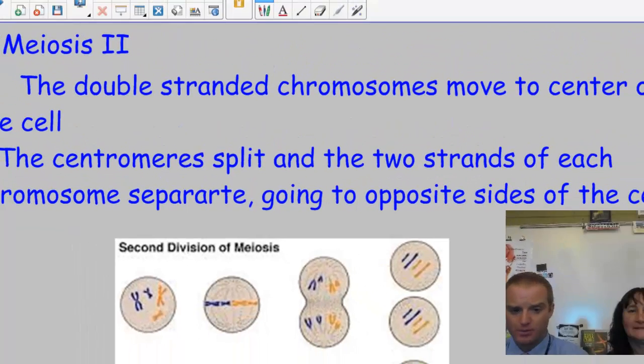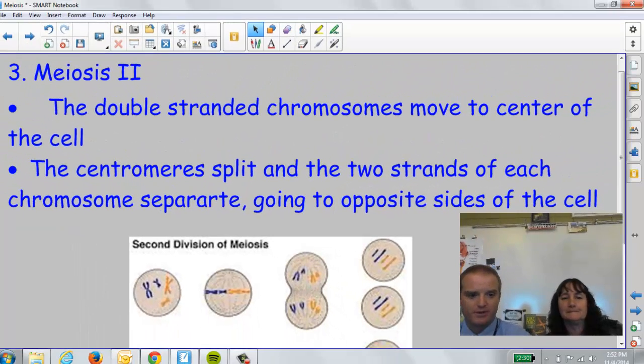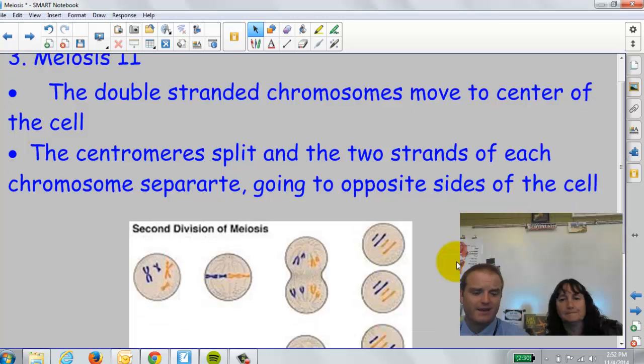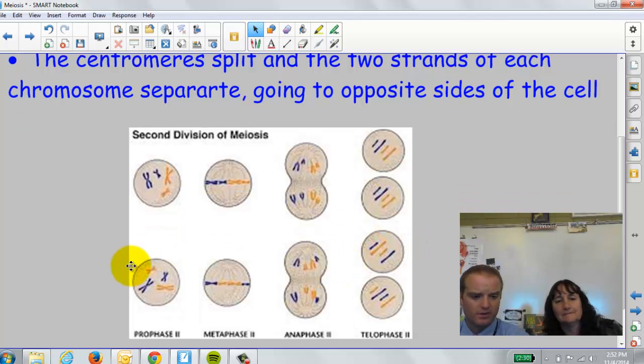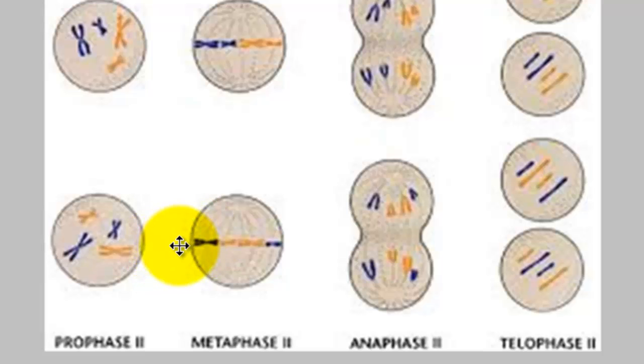So then in meiosis 2, now the double-stranded chromosomes move to the center of the cell. So now we're just talking about single X's, no more pairs. And now the centromeres split, and the 2 strands of each chromosome separate, going to opposite sides of the cell. If we zoom in here, we can see there's now just single X chromosomes, and they split. So now that half of a chromosome is going to each side. There's half a chromosome on this side and half a chromosome on this side. So in telophase, I can see they've kind of straightened out. And so just half of an X, we'd say, or half the chromosome, is in each side.